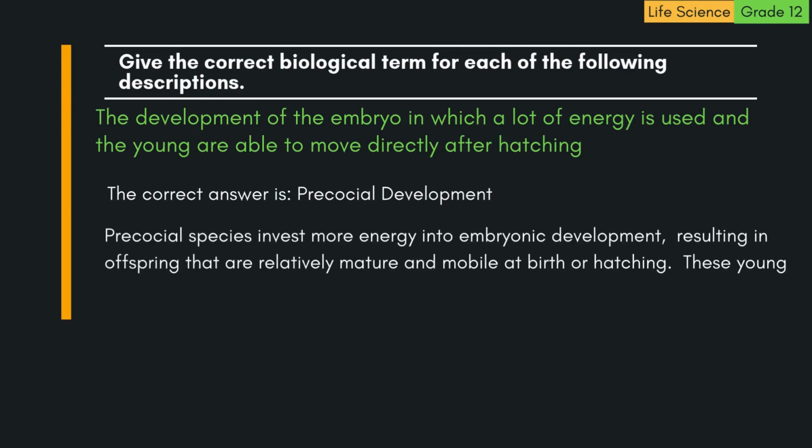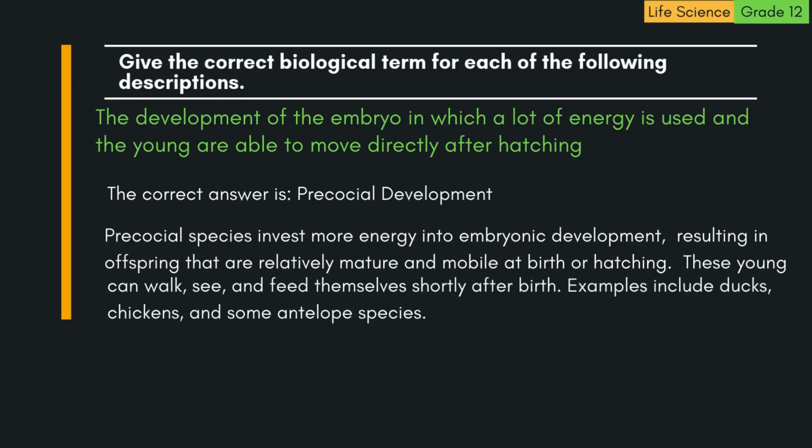Precocial species invest more energy into embryonic development, resulting in offspring that are relatively mature and mobile at birth or hatching. These young can walk, see, and feed themselves shortly after birth. Examples include ducks, chickens, and some antelope species.